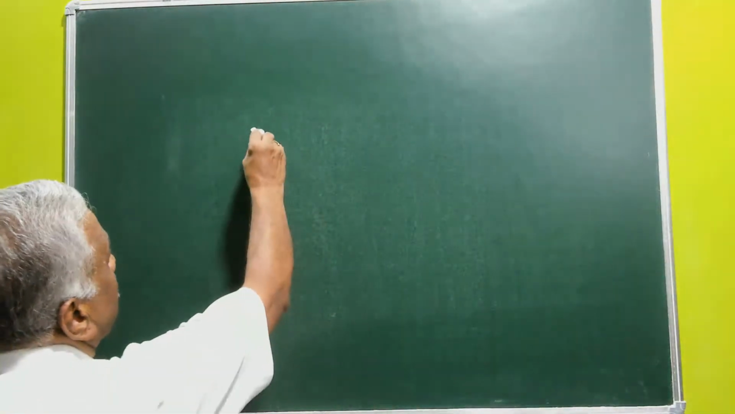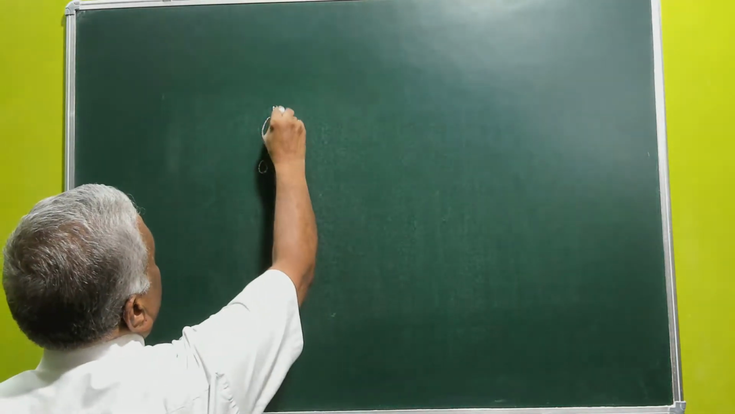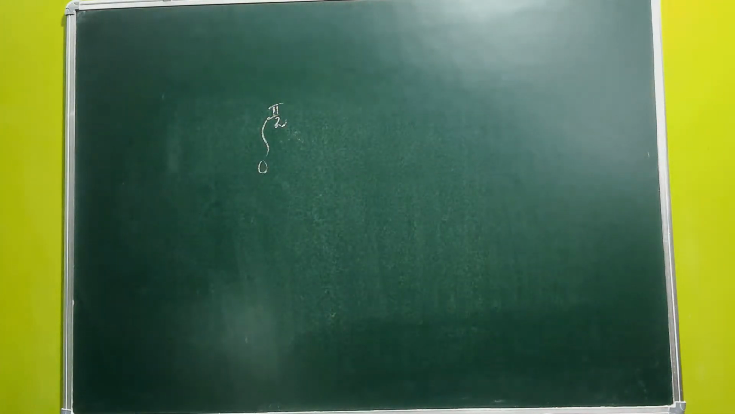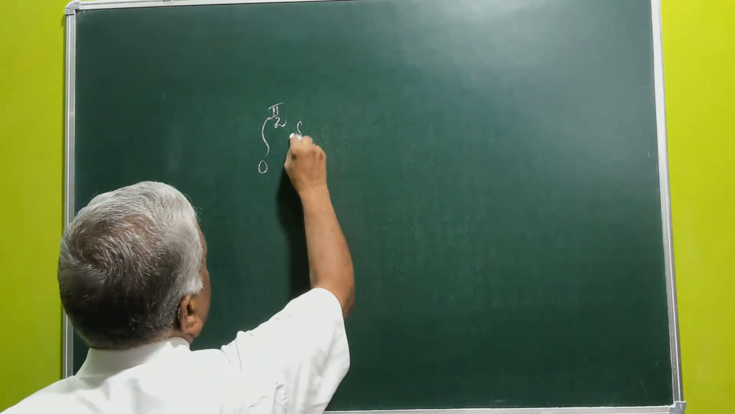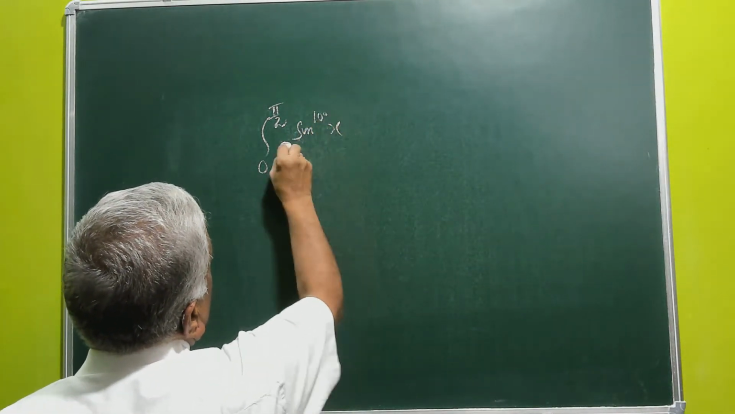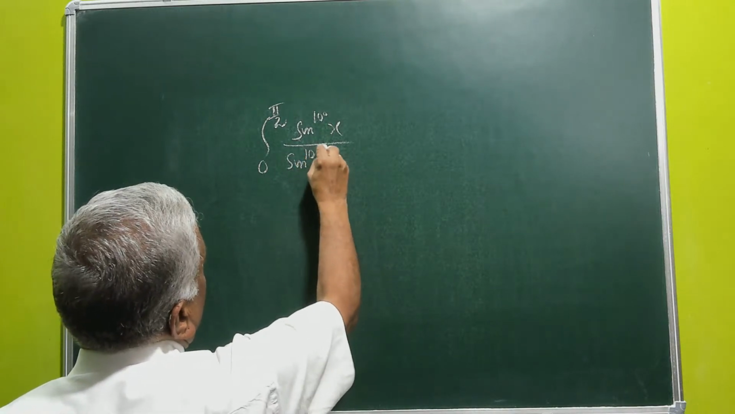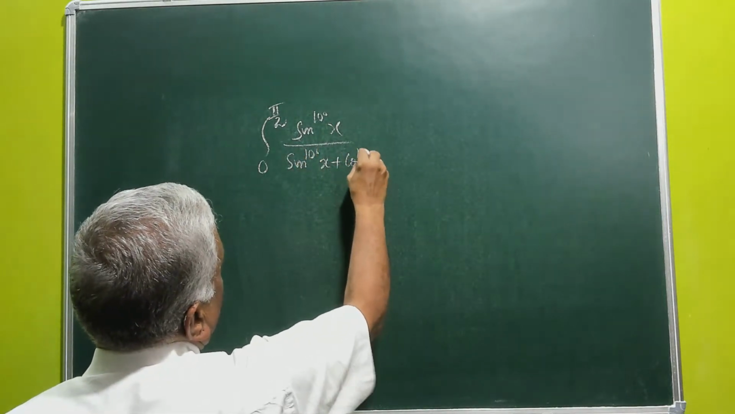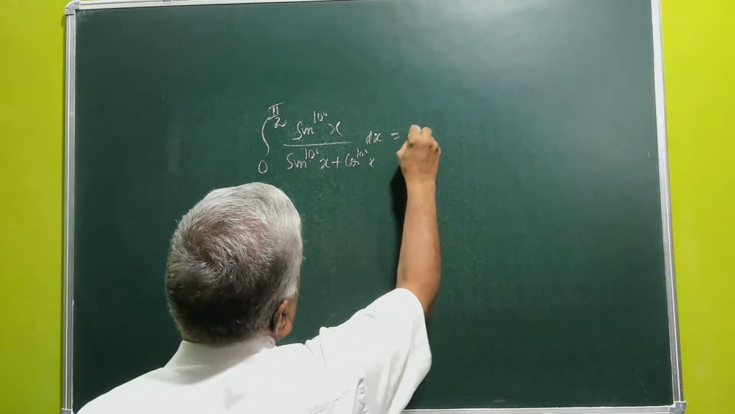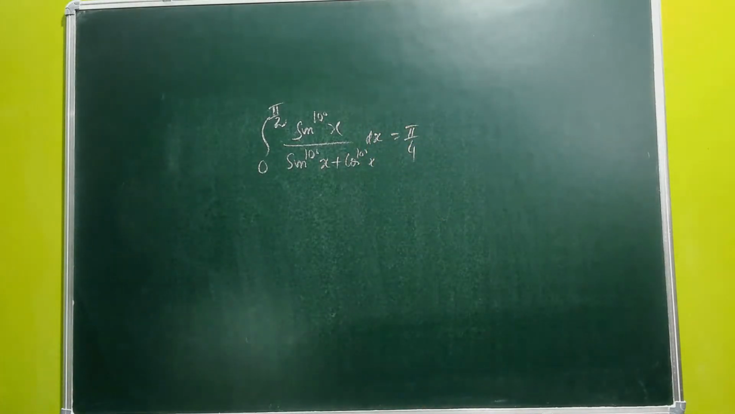First problem, 0 to pi by 2, sine to the power of 100x over sine to the power of 100x plus cos to the power of 100x is given directly written as pi by 4. Can save a lot of time.